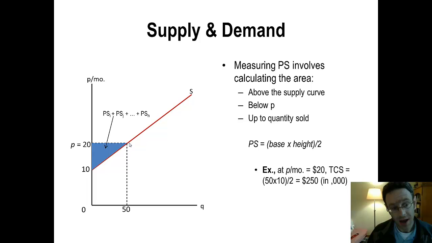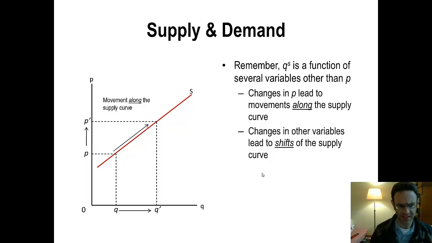And we can calculate the area of this triangle quite simply using the base times height divided by 2 formula for a right triangle. The base of this triangle being 50, the height being 10, so 10 times 50 is 500, divided by 2 is 250. So that's how we get this answer right here. And that's the measure of the total gains from trade for sellers at a price of 20.